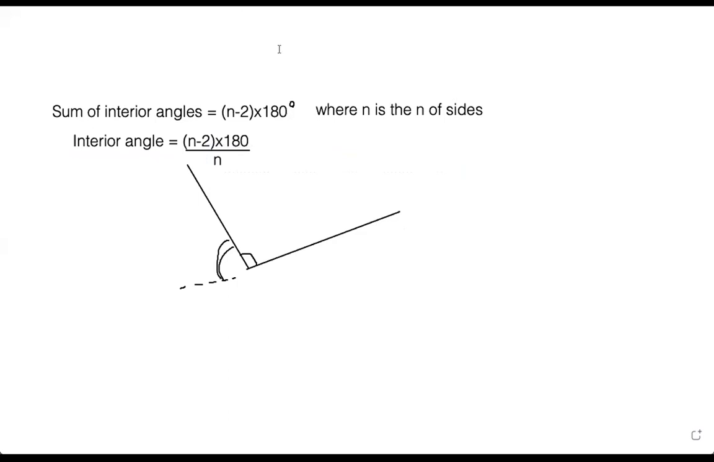Okay, thank you. Chomugisha Rita, can we hear from you? Teacher, I want to explain n minus 2 times 180 degrees. N stands for the number of sides, n minus 2 stands for the number of triangles, and 180 degrees stands for the interior angle sum of a triangle formed. Okay, that's true.